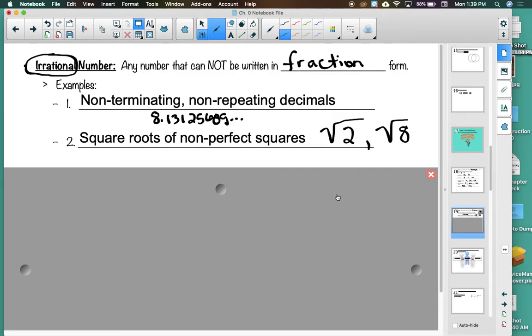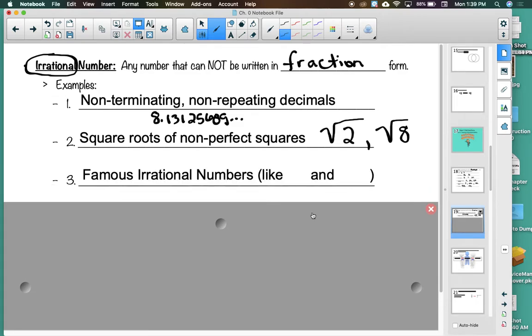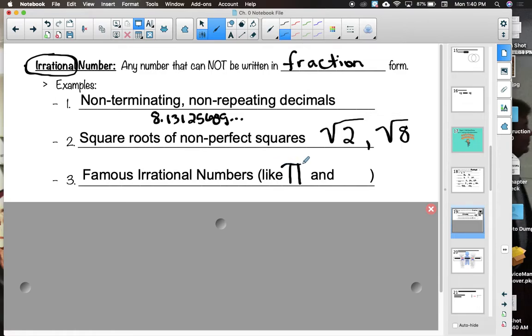You may think that's all, but it's not. We've got another type of irrational number coming at you, and there are some famous ones. Famous irrational numbers, which again are non-terminating, non-repeating decimals, like, I bet you've heard of this guy before, pi. Okay, pi is the ratio of a circle's circumference to its diameter. It is a non-terminating, non-repeating decimal that we tend to estimate as 3.14, but it keeps going on and on and on and on after that 4.